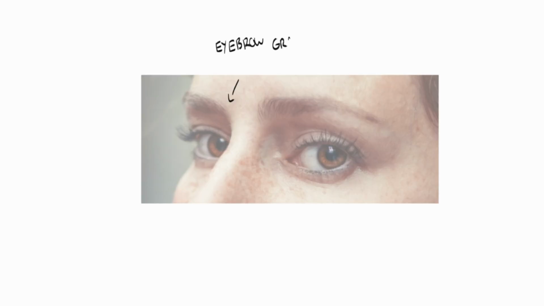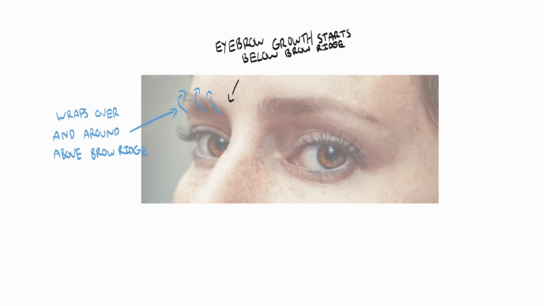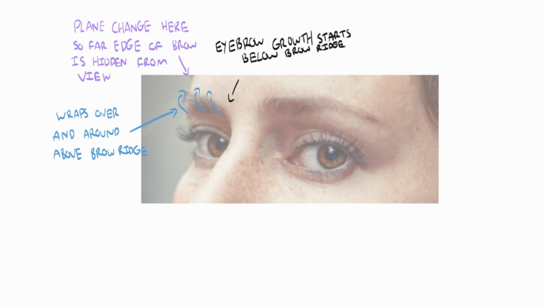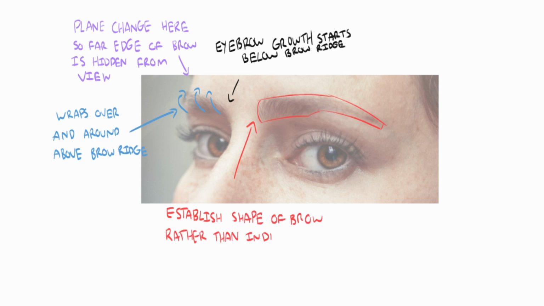Okay, let's break down this photo and see what we can learn. The eyebrow hair growth starts below the brow ridge and makes its way up and around above the eye bridge to the side of the head. And that's why we can't see the whole eyebrow in this view, because it's wrapping around to the side of the head. And when drawing eyebrows, think of the overall shape and then add hairs.